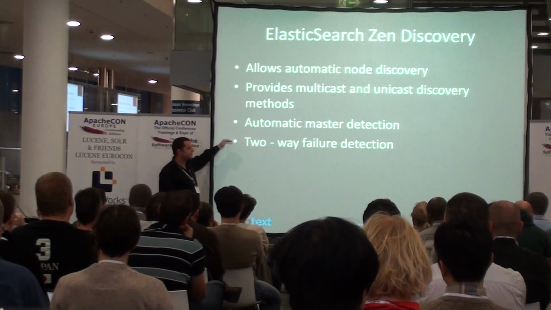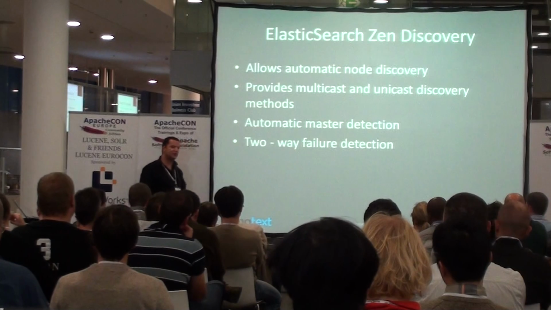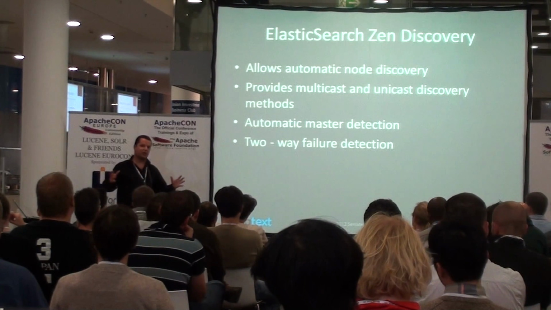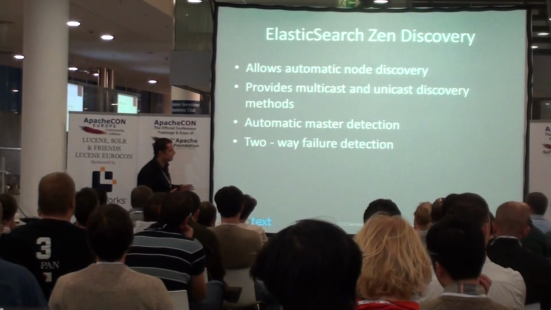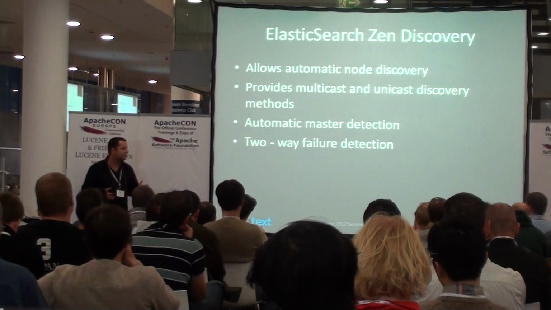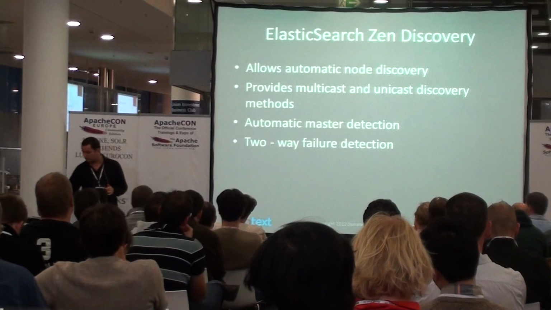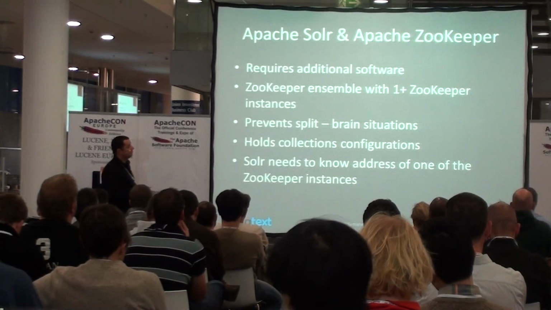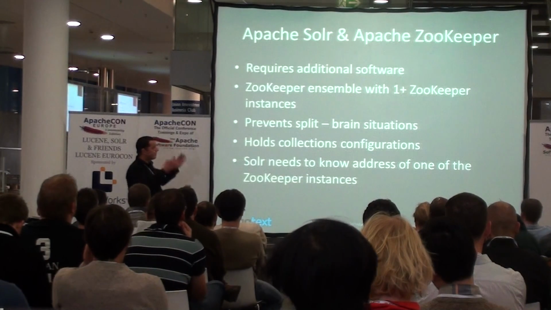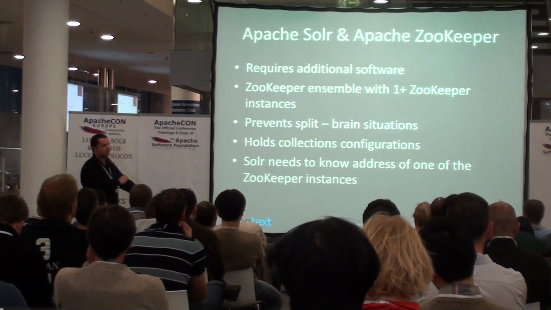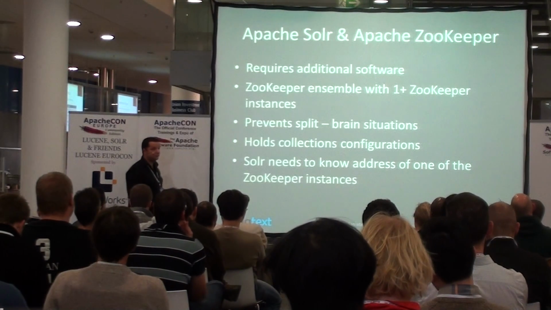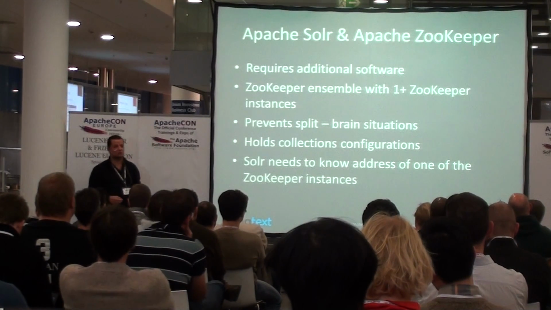It has automatic master detection and, of course, two-way failure detection. The master node pings all the other nodes in the cluster, and the nodes ping the master to see if it's still alive, some kind of heartbeat mechanism developed by Elasticsearch. In Solr, we have Zookeeper. We heard about Zookeeper. It requires additional software, although it's not a problem, at least from my point of view, because Zookeeper is very easy to install and run.